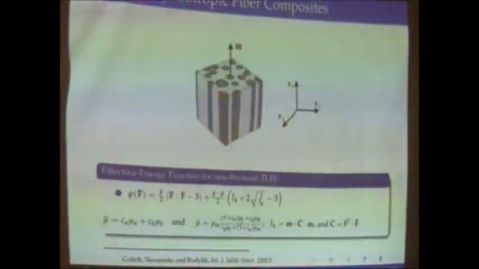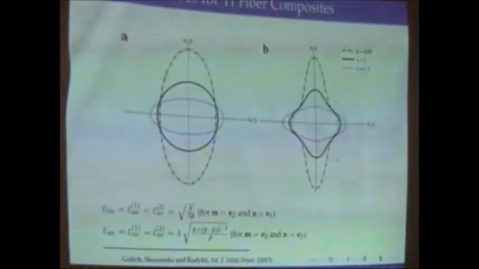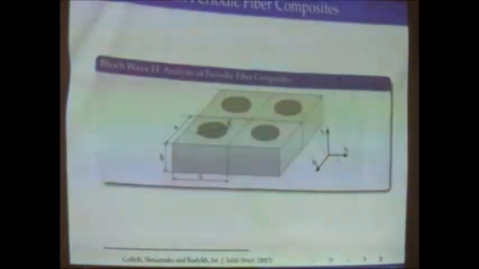Then we have, again, the same procedure: I derive the acoustic tensor and have the long wave estimates for the phase velocities, and that's how the slowness curves look. And there are some very simple expressions for the phase velocities in particular cases, when they are aligned with the fiber direction or perpendicular to that.